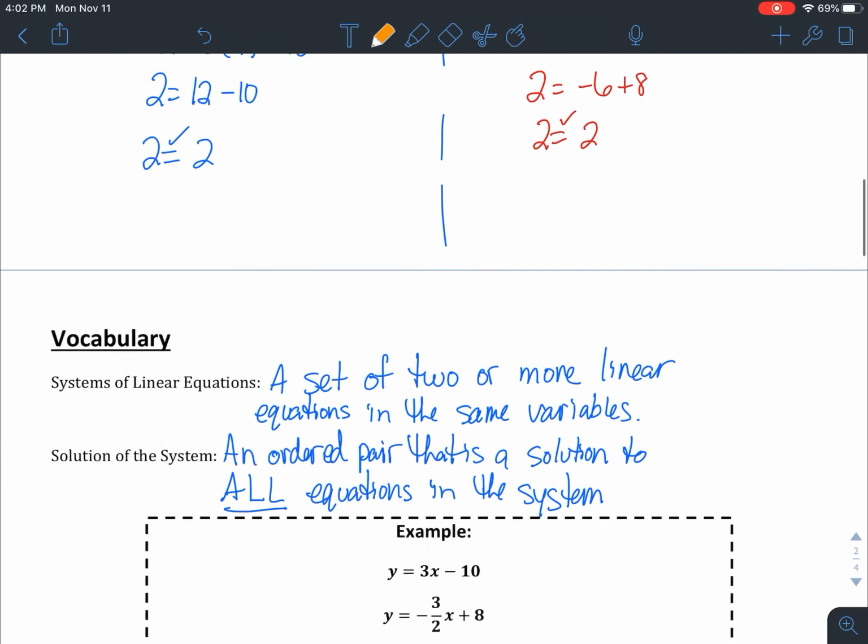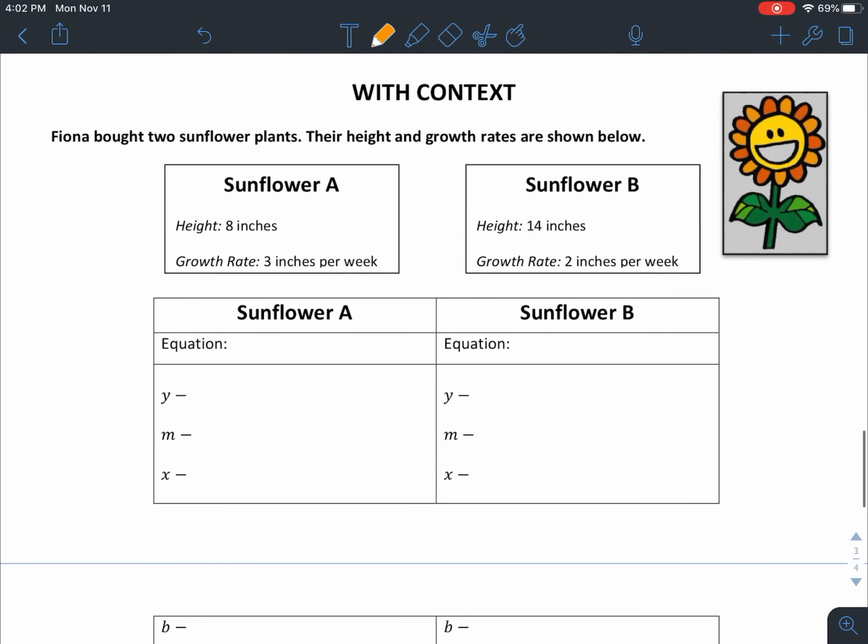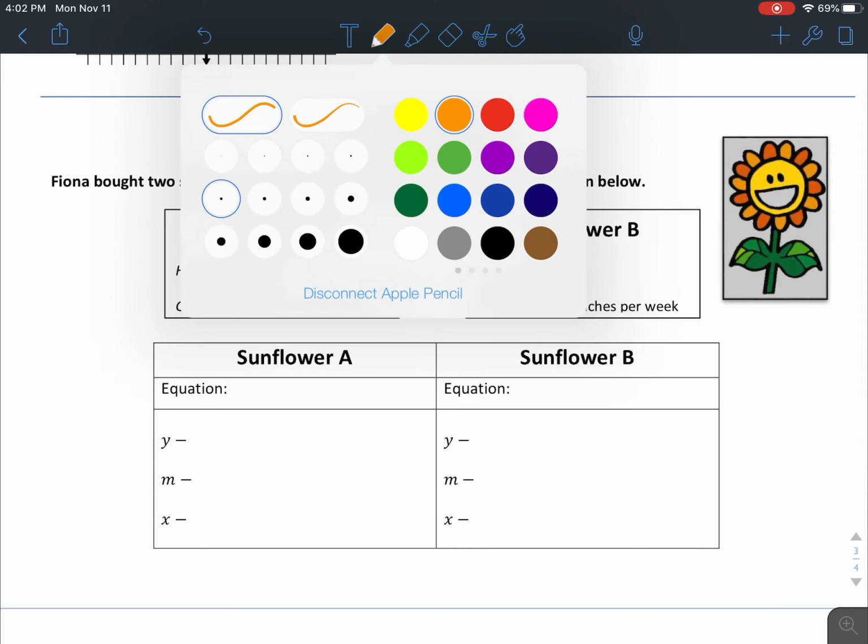All right, so those are all the algebraic types of equations that we'll have, where it's just equations, there's no context to it. But we know we are going to have word problems. There are going to be things we have to do with context, so we have to be able to handle those as well.